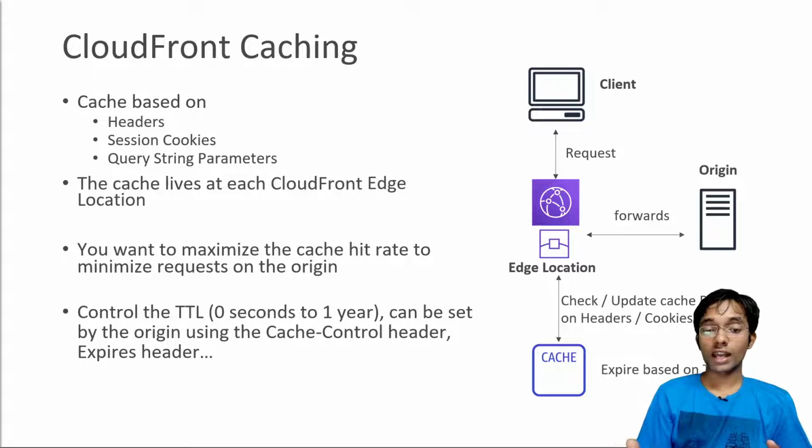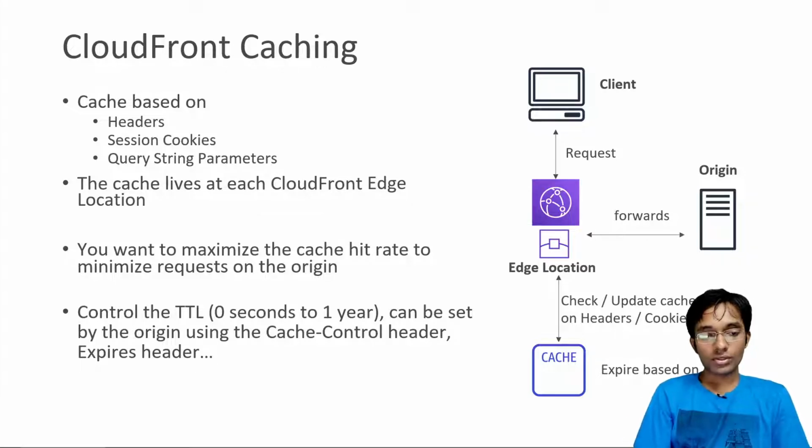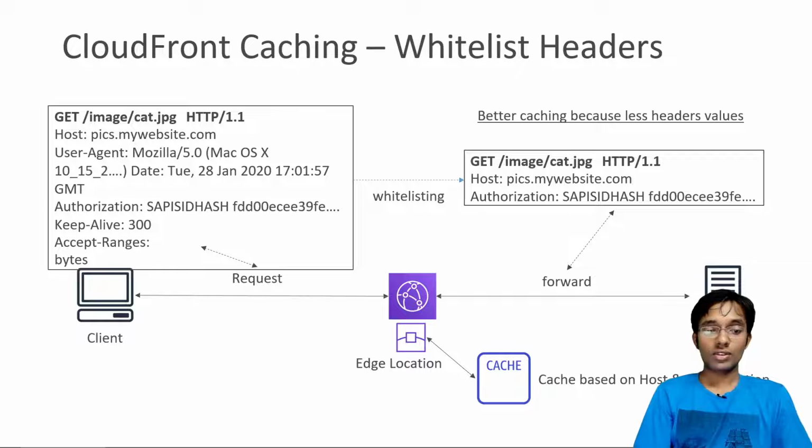CloudFront can cache on. So finally, the TTL, which is how long an object will be cached in CloudFront, can be controlled from 0 seconds to 1 year. And to control it, we can set the Cache-Control header or the Expires header from an origin response to the CloudFront. So what the exam would test you on in terms of optimizing the cache is going to be on whitelisting headers. So here is what it looks like.